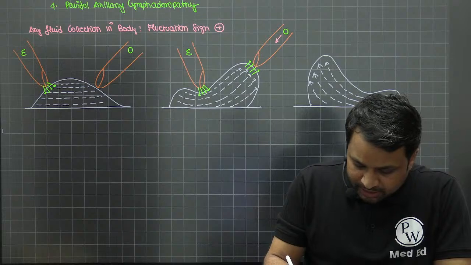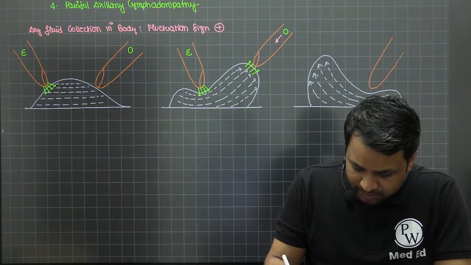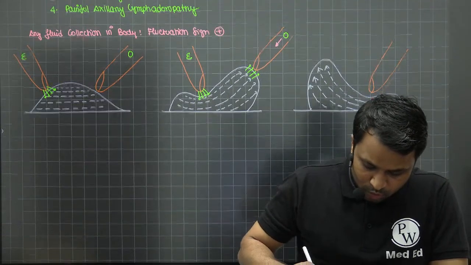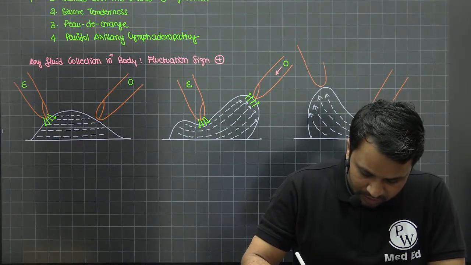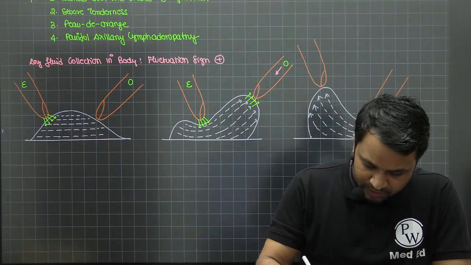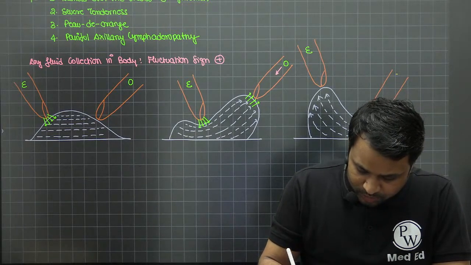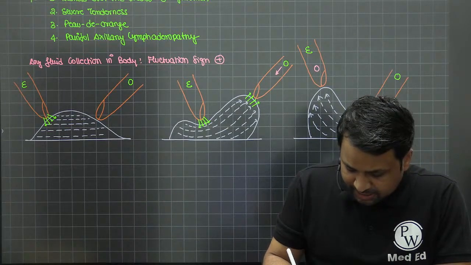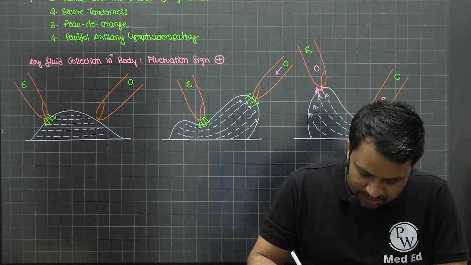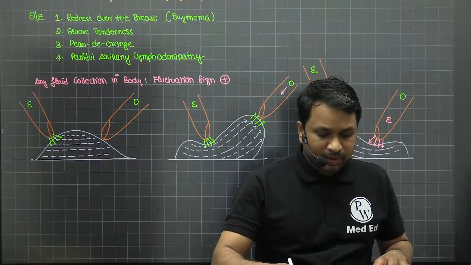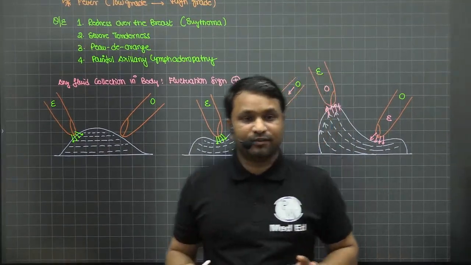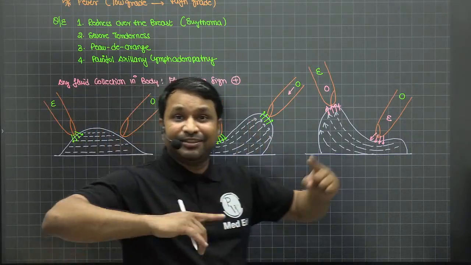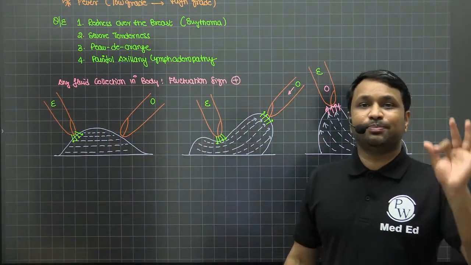So now you see the observing finger becomes the new examining finger, and the examining finger turns into your observing finger, right? So this was your examining finger, this was your observing finger, but now this becomes your examining and this becomes your observing, because you are exerting pressure from here, and this is going to move up. So whenever I say the fluctuation sign is positive, the swelling gets deformed on exerting pressure, and this deformity of the swelling on exerting pressure tells you that it is a positive fluctuation sign.